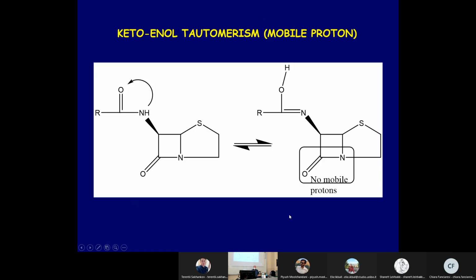You see here in this picture the keto-enol tautomerism and how the amido function in the ring is not able to have this type of chemical structure. Yes, no enol, nothing, because there is no mobile proton here in the ring.